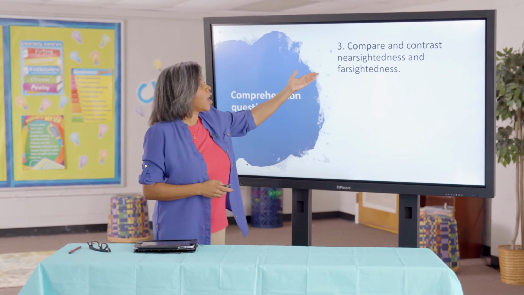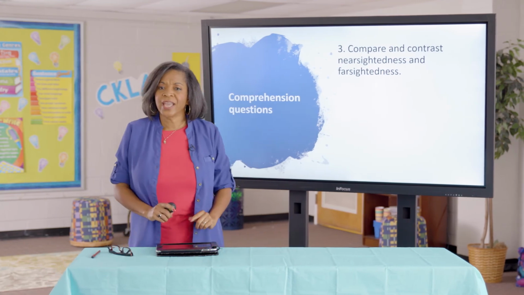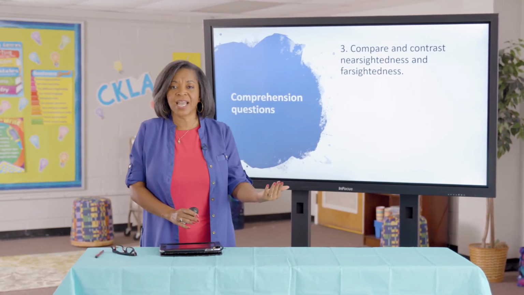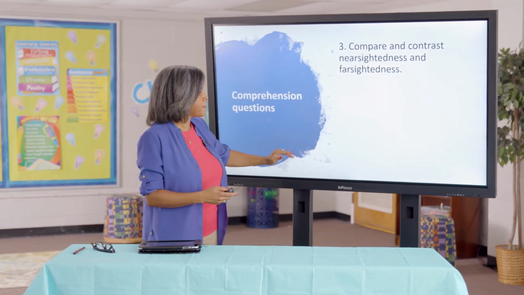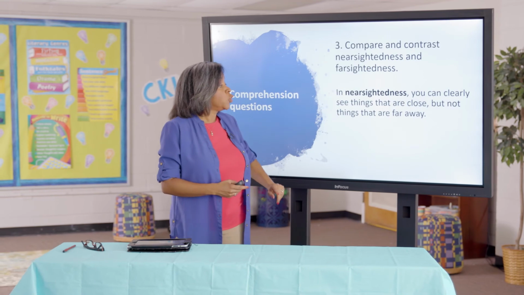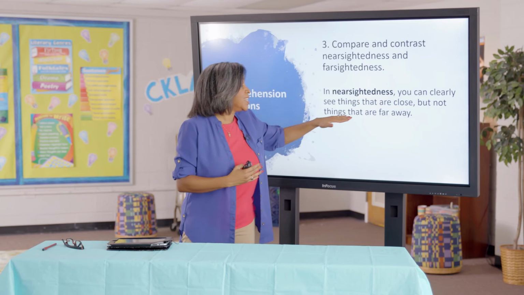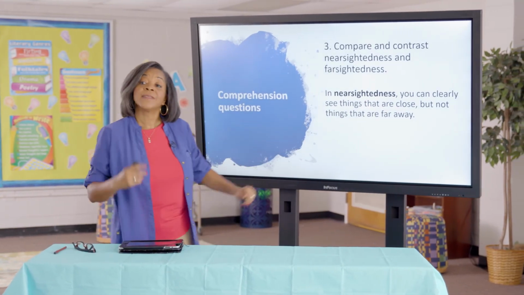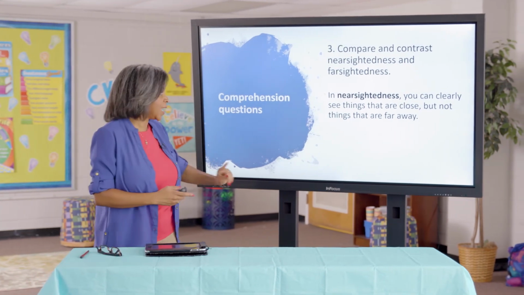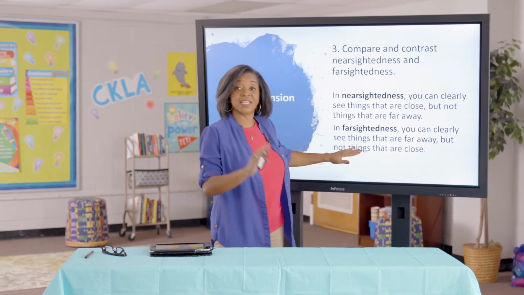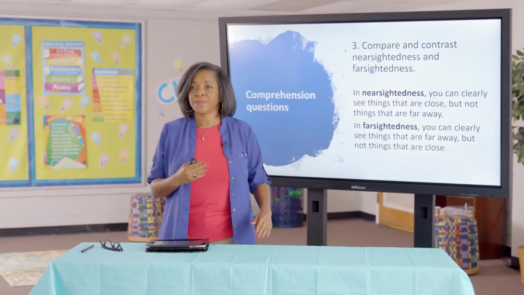Now, compare and contrast nearsightedness and farsightedness. Get that answer in your head. How did we describe nearsightedness and farsightedness? In nearsightedness, you can clearly see things that are close. They're near, but not things that are far away. And if you're farsighted, what does that mean? Yes, you can clearly see things that are far away, but not things that are close. That's the difference.